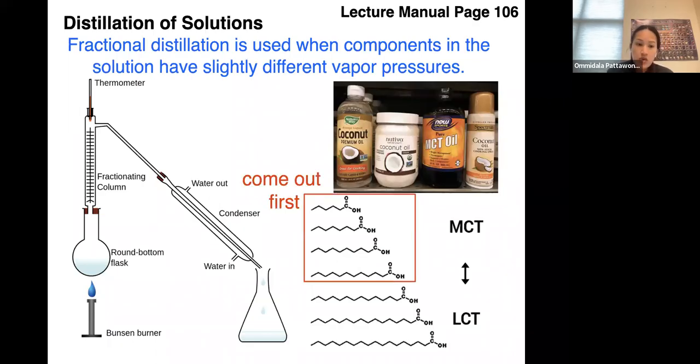That is going to allow us to separate them. So if you do the fractional distillation, the medium chain triglyceride is going to come out first. Those are the ones that you are going to observe as the liquid. And those long chain triglycerides that are not able to vaporize because they have strong internal forces are going to be left in the round flask.